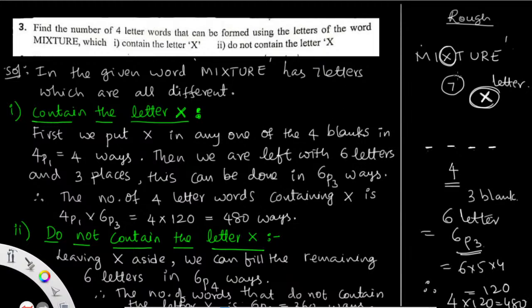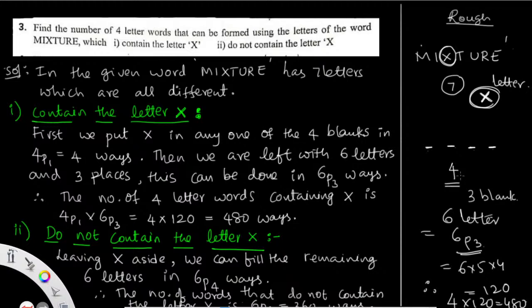So what is the question given? The word MIXTURE contains the letter X. It should be in the first place or not given. It is in the end or first place. In the previous question, it was given as begin with E and end with N. But in this question, X should be in either the first place, or second place, or third place, or fourth place. So that's why we put X in any one of the 4 blank places. How many ways can we fill this?